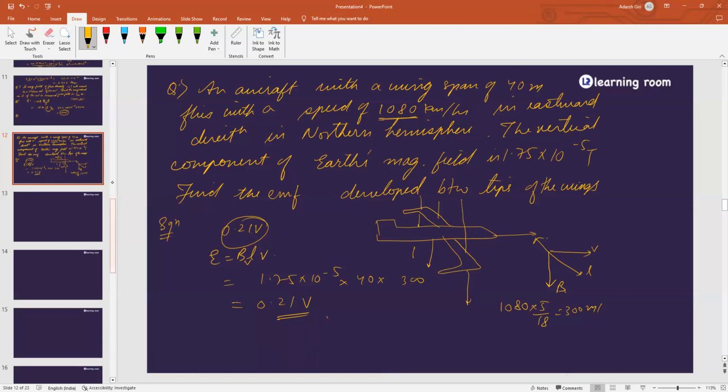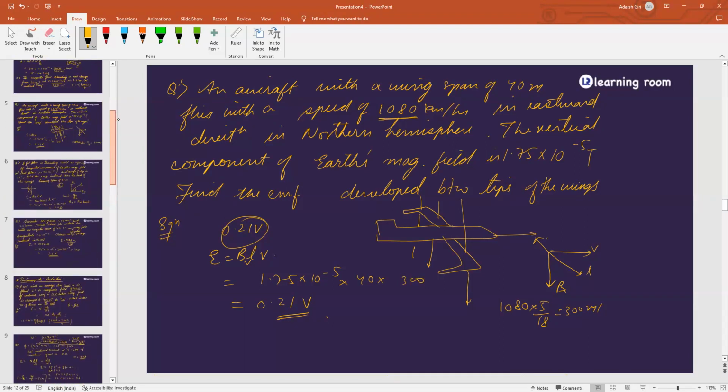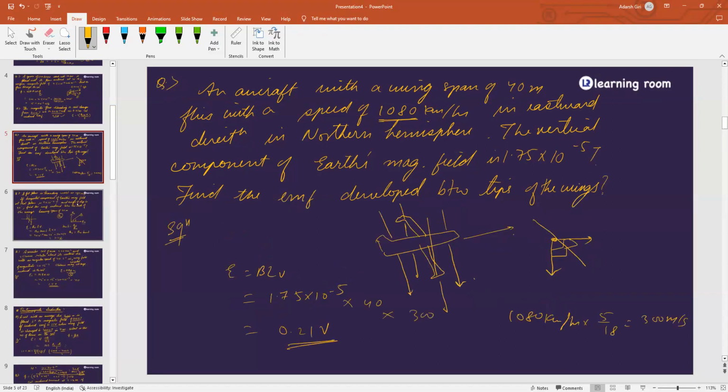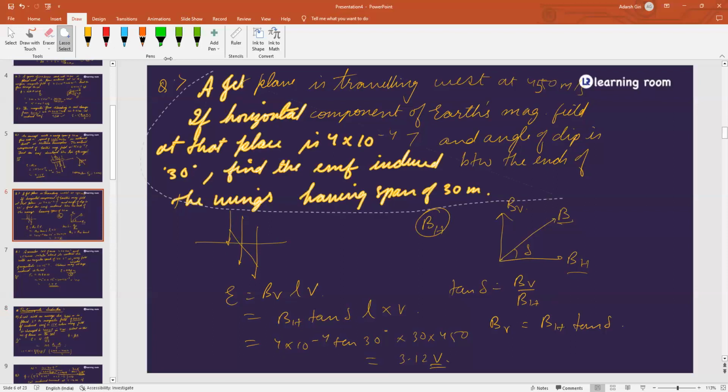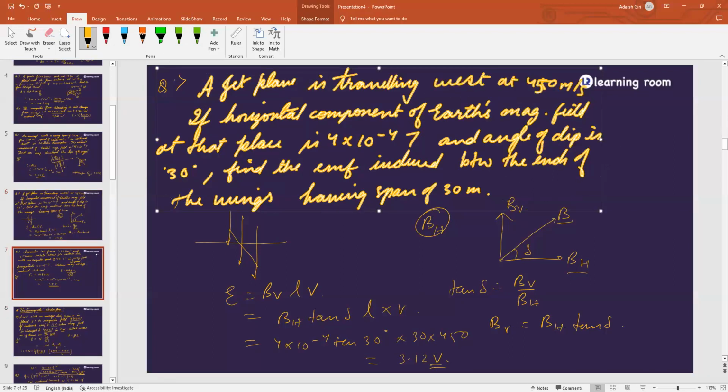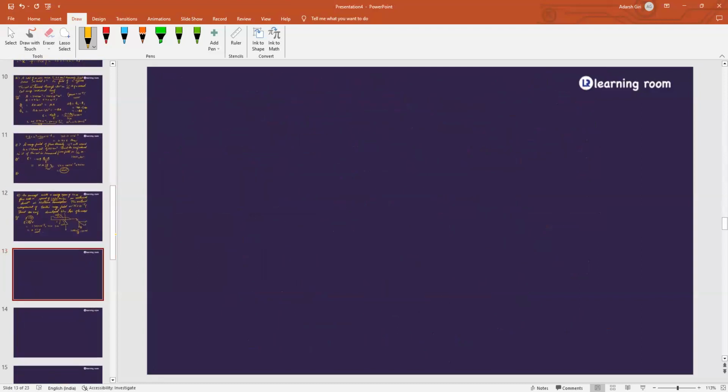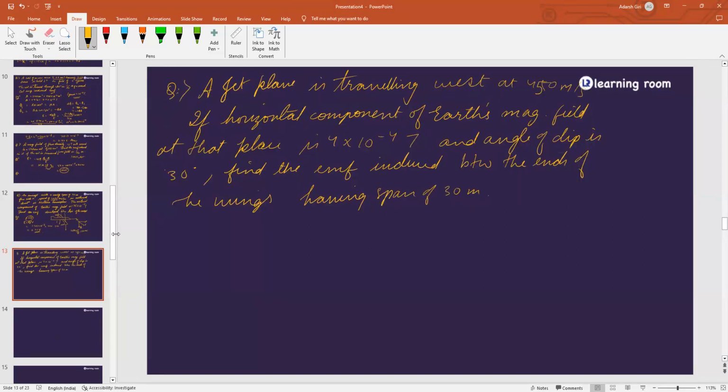Good, good. One more question, like the same. I think the next one, yeah, this one was there. One minute, I'll just copy it out. This is also kind of the same question. You just need to check the perpendicular components of all of them. EMF is B into L into V, but all three components should be perpendicular to each other.